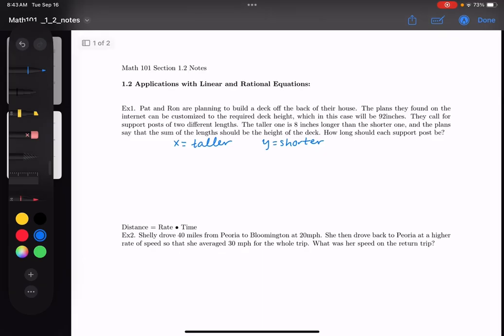So it says the taller one is 8 inches longer than the shorter one. So if we write that as an equation, we're saying that x is equal to 8 plus y. Then for my other equation, it says that the sum of the lengths should be the height of the deck. So that means that x plus y should equal 92, which is the height of the deck.